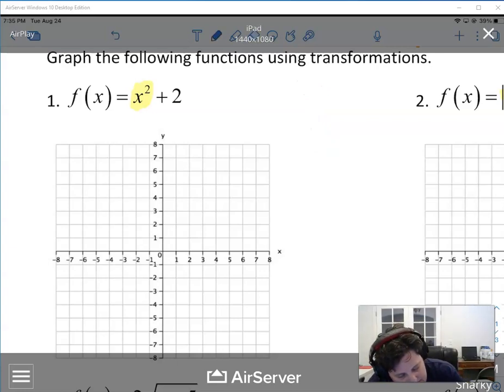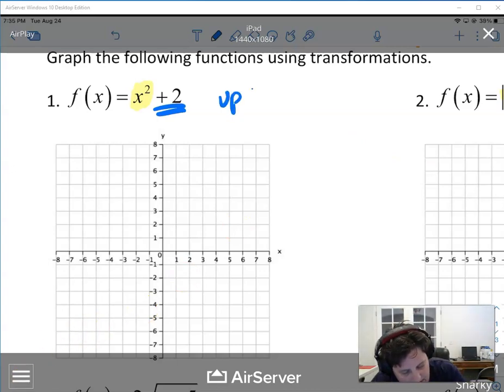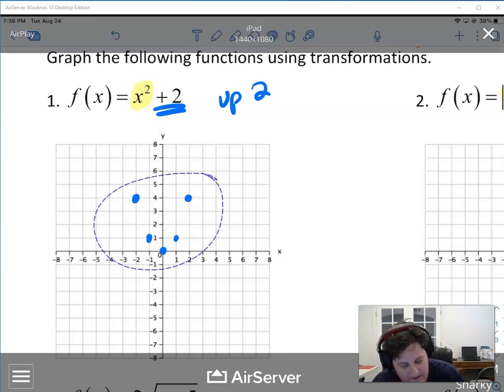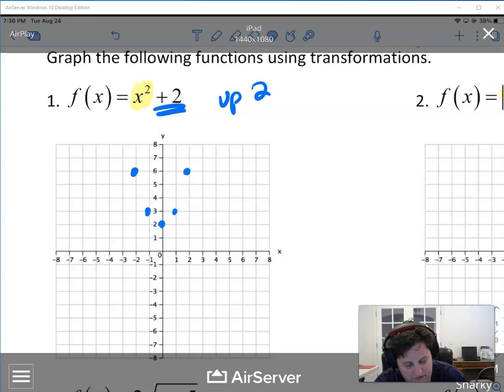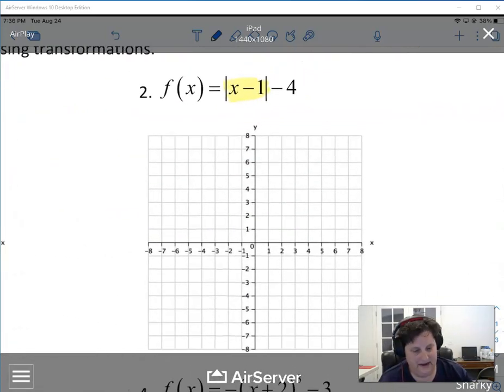Now, looking at this, how is this graph going to be transformed from the parent graph? Hopefully you all picked up 2. This means that each of my original points, 0, 0, 1, 1, 2, 4, negative 1, 1, negative 2, 4, is going to be moved up 2. So we just move each point up 2, which moves the entire graph up 2, and I can graph this really easily. Nice.